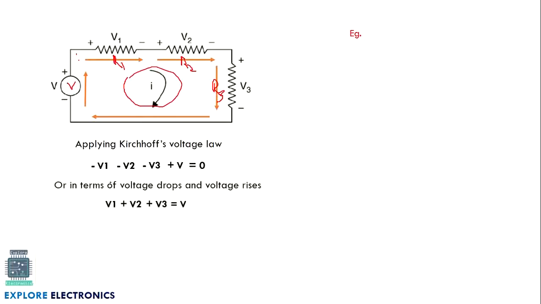In another way, we can say the total voltage drops will be equal to the total voltage rises. Here the power supply is considered a voltage rise. All the resistors reduce the voltage, so those are voltage drops. If we add these three, it will be equal to the voltage rise. This is the voltage rise, and these three are voltage drops. So V1 plus V2 plus V3 is equal to V.